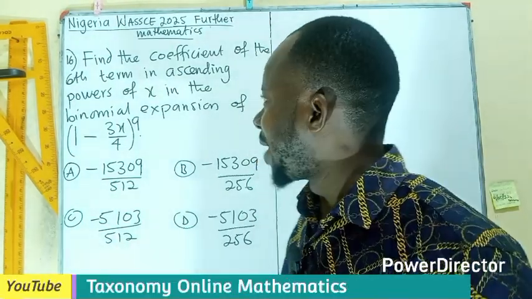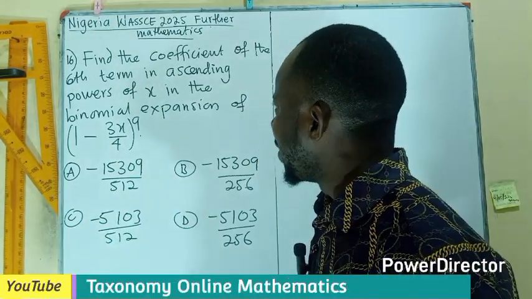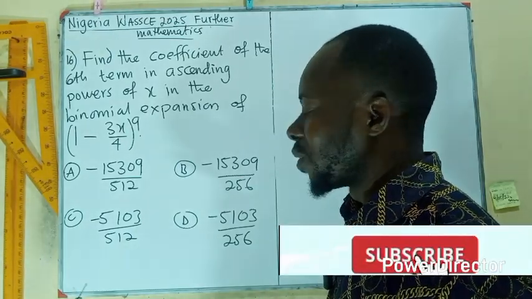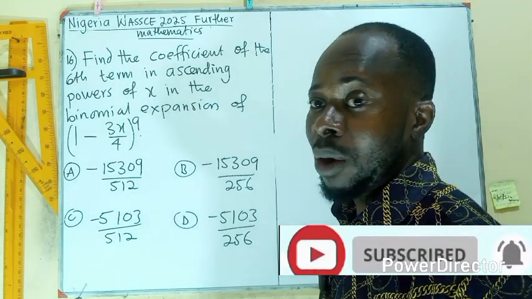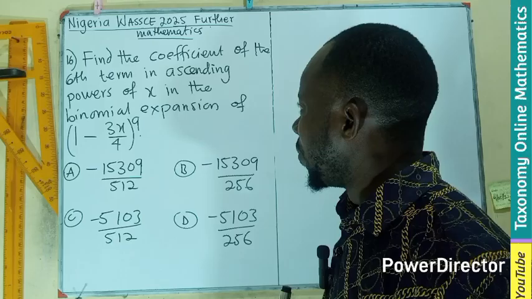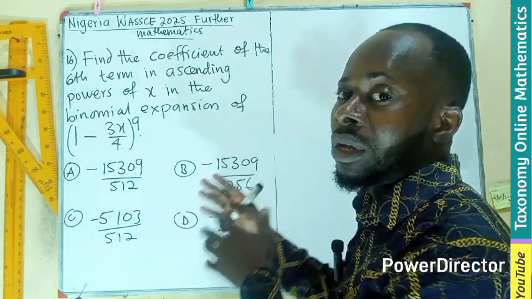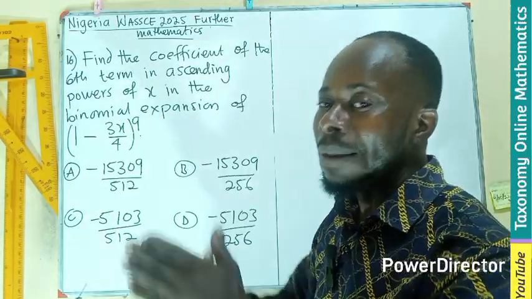Welcome. Question number 16. We are to find the coefficient of the fifth term in ascending powers of x in the binomial expansion of (1 - 3x/4) to the power of 9. Now, what do we do? If we are looking for the fifth term, we cannot expand all the terms in this case. We just need the fifth term.